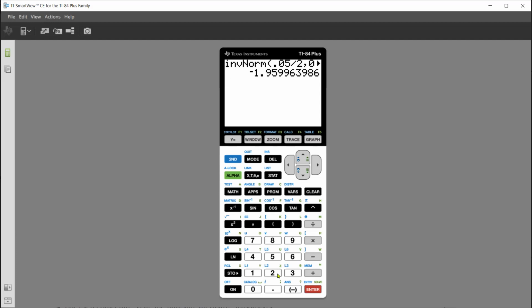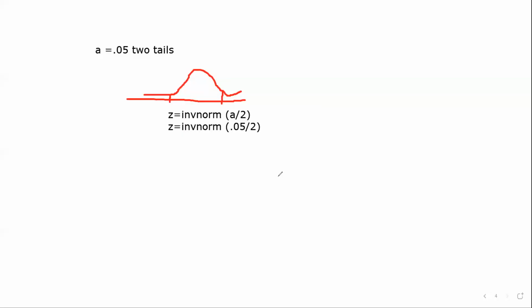Remember, this is a two-tailed test. So I'm going to have 2 values, right? This was my left side, negative 1.96. My right side, I'll put it up here. My right side is going to be z equal to inverse norm of 1 minus alpha divided by 2, okay? Which is going to give me z equals inverse norm of 1 minus 0.05 divided by 2. You can put the whole thing in there.